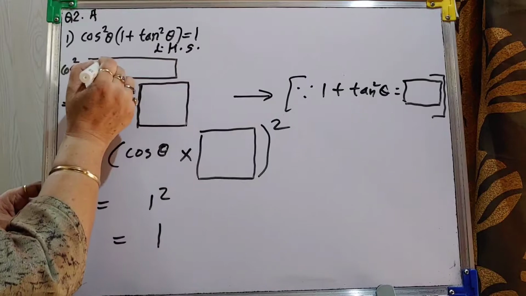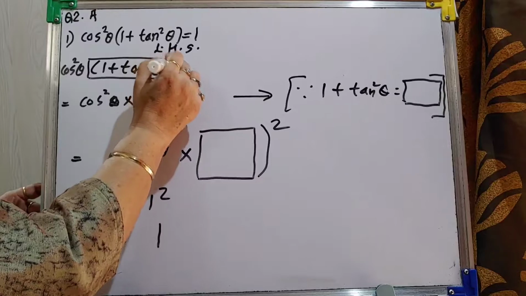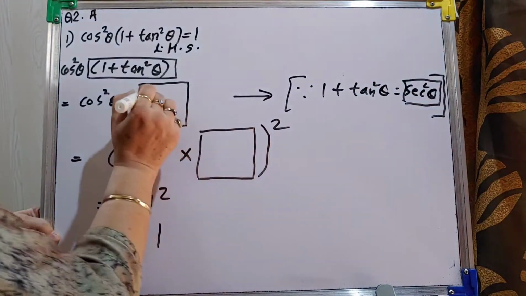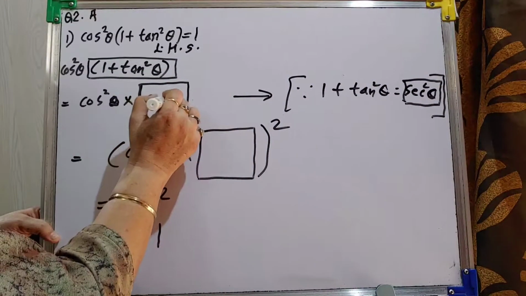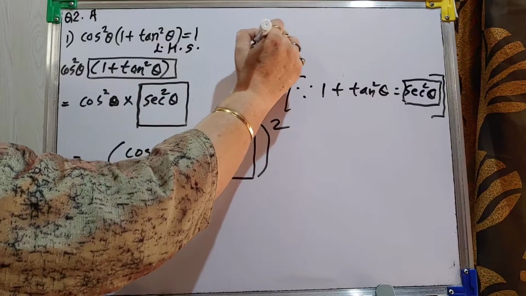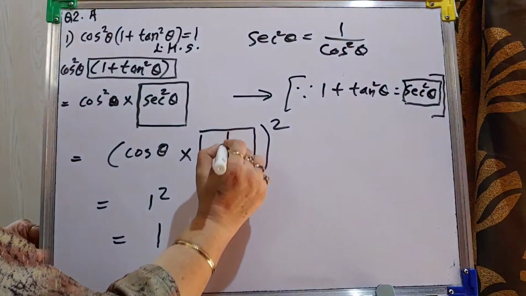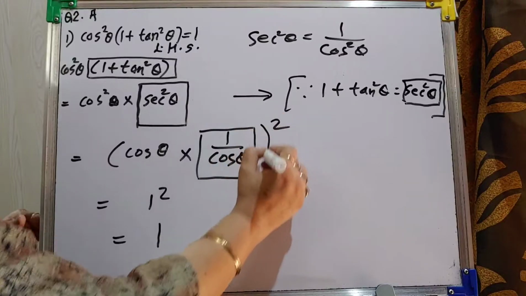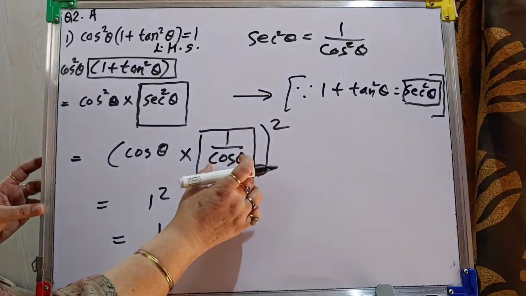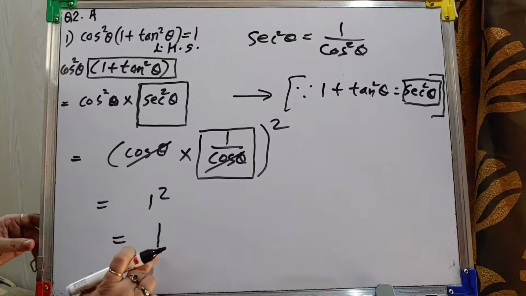Students, the left hand side here will be 1 plus tan square theta. Now 1 plus tan square theta is sec square theta. So here we can write sec square theta, which means 1 by cos square theta. So when we write 1 by cos theta, we have taken the square on the whole. Both will get cancelled. It will be 1, and 1 square is 1.